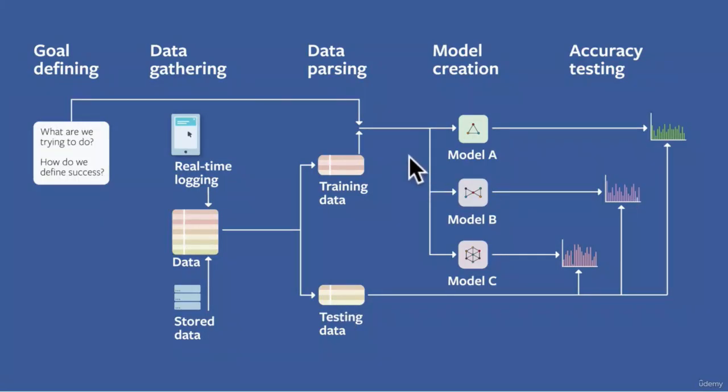And then we just go back and try different things until our model or our function is in line with what we defined as a goal. Isn't that cool? You just learned how Facebook's machine learning structure works.